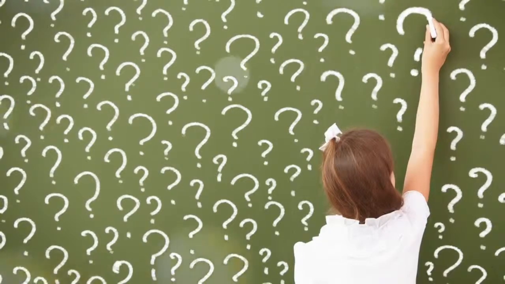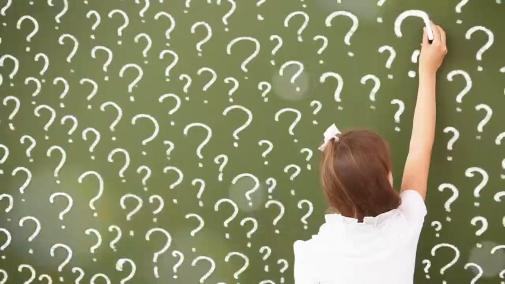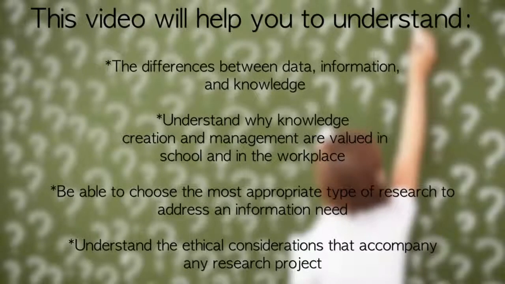Where does knowledge come from? How do we make sense of the world and then teach others what we know? This video will help you to understand the differences between data, information, and knowledge, understand why knowledge creation and management are valued in school and in the workplace, be able to choose the most appropriate type of research to address an information need, and understand the ethical considerations that accompany any research project.